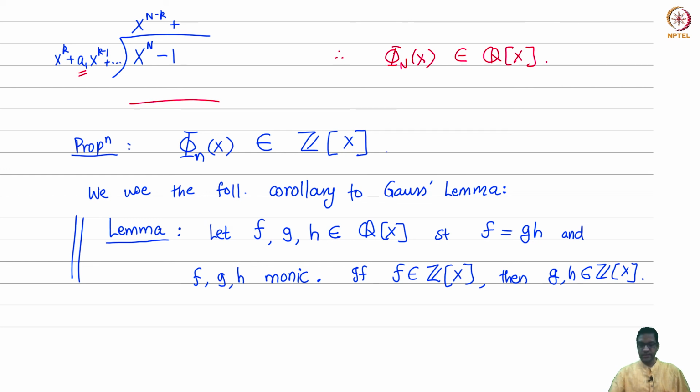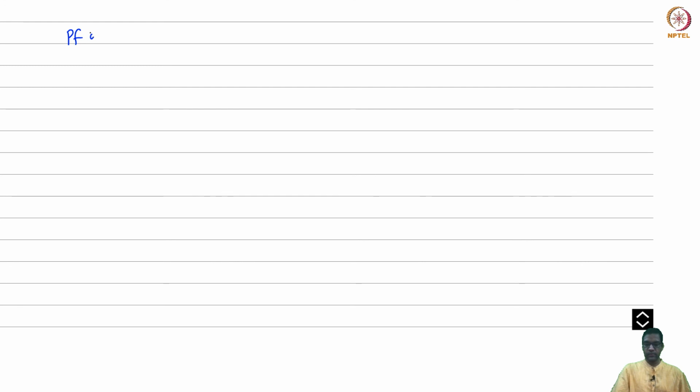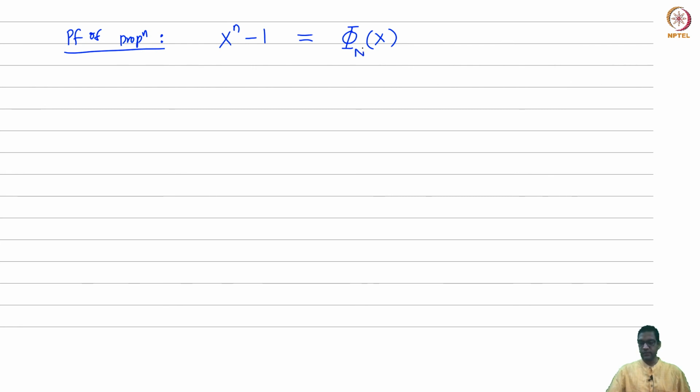Now how does that help us in this case of phi n? Well, again, this is by induction. So let's complete the proof of this proposition. We don't even really need induction here. So observe that x to the n minus 1 has been written, going back to my earlier inductive setup, as the product of phi n of x into f of x. And what is f of x? It was the product of the other phi d, where d divides n and d is smaller than n.